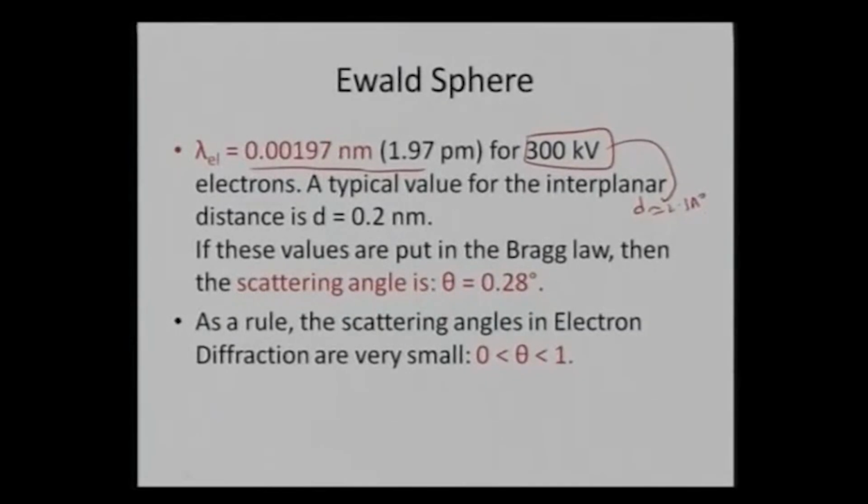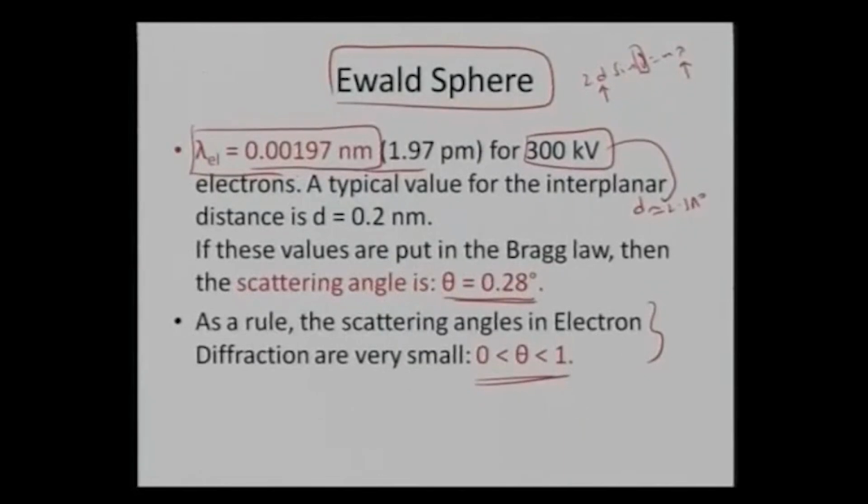If I put this value in my Bragg's equation, 2d sin theta is equal to n lambda, my lambda is known. Now d is also known, because d is approximately 2 to 3 angstroms, and I can see that the theta value comes out to be 0.28 degrees only. So generally, as a rule, the scattering angles in electron diffraction are very small. They vary between 0 and 1 degree.